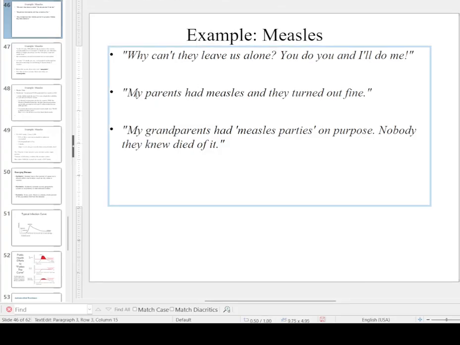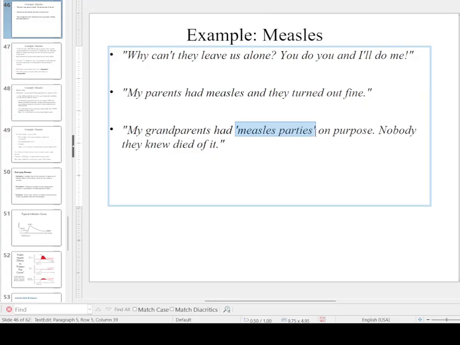A lot of people say that measles is not so bad and everybody gets it. Nobody died from it, basically what it is. And in the grandparents' time, they had measles parties, because they assumed that measles is mild, no big deal. So why not have their children get infected sooner rather than later?